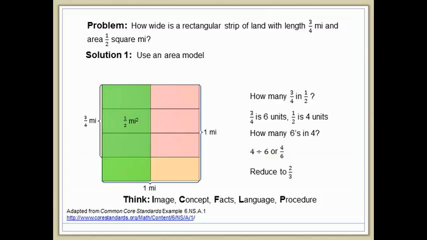So we know that our result has to be 2/3, and then if we go back to the area representation, we can know that now the actual land has a length of 3/4 and this width is 2/3 mile to give us 1/2 as our area.